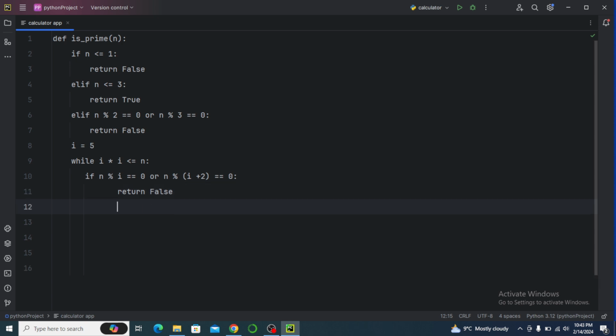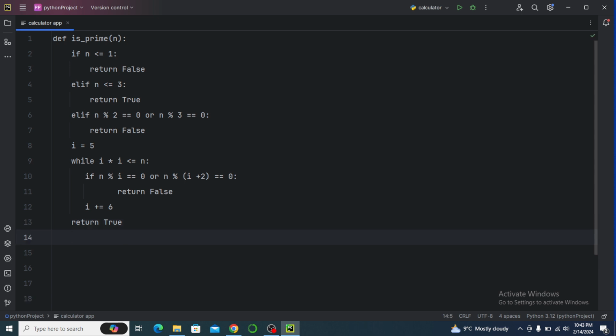So we are going to use i plus equals 6. It should return true. Return true.